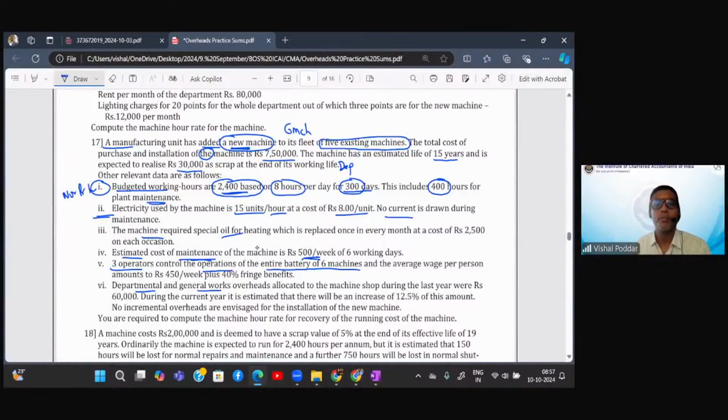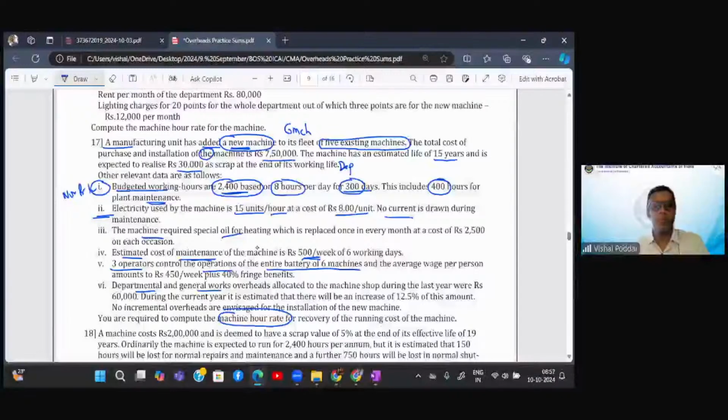If you observe, some of these expenses are per month, some are per annum, some are for one machine, some are for all 6 machines. So this is how they will be playing with the figures. This is where we have to patiently read the question and take the appropriate figure. Now with all this, they've asked me to compute the machine hour rate.